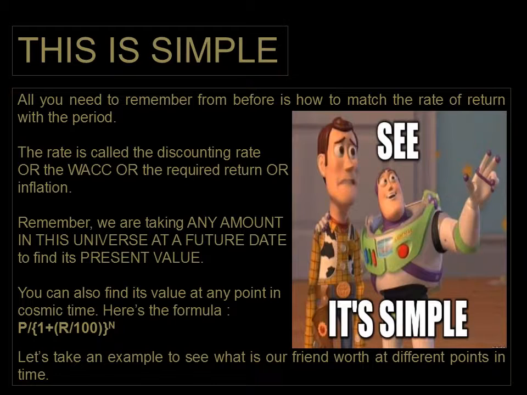So the rate at which we discount it is called the discounting rate or the WACC. WACC means the weighted average cost of capital. Let's say you wanted to start a business. The different ways you can raise money is maybe approach a bank, promise a collateral, they give you the money. The interest that the bank charges you becomes your cost of capital.